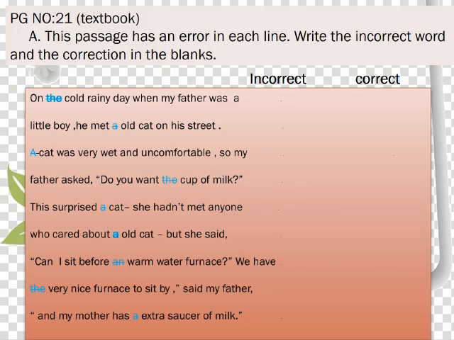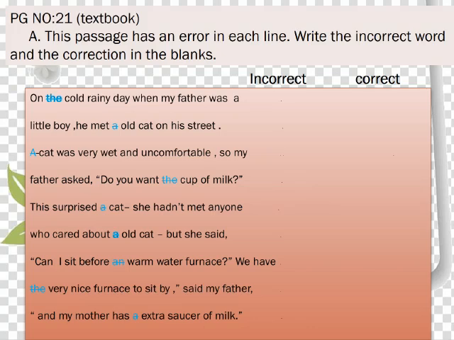The third line, a cat was very wet and uncomfortable. As the speaker is speaking about the same cat here, again we use the as the correct answer. So here it will be the cat was very wet. The incorrect answer in the third line is a and the correct answer is the. The fourth line, do you want the cup of milk? Here the cup of milk, the is wrong and it will be a cup of milk. So the incorrect answer here is the and the correct answer is a.